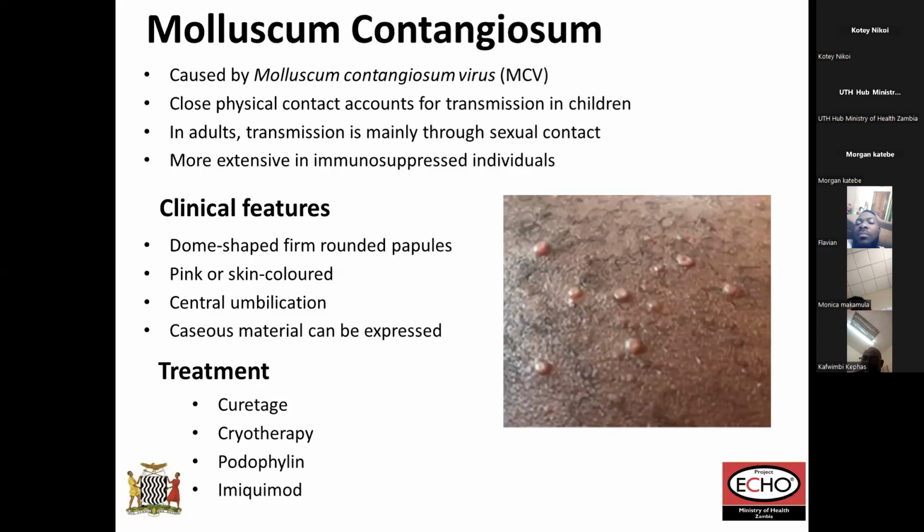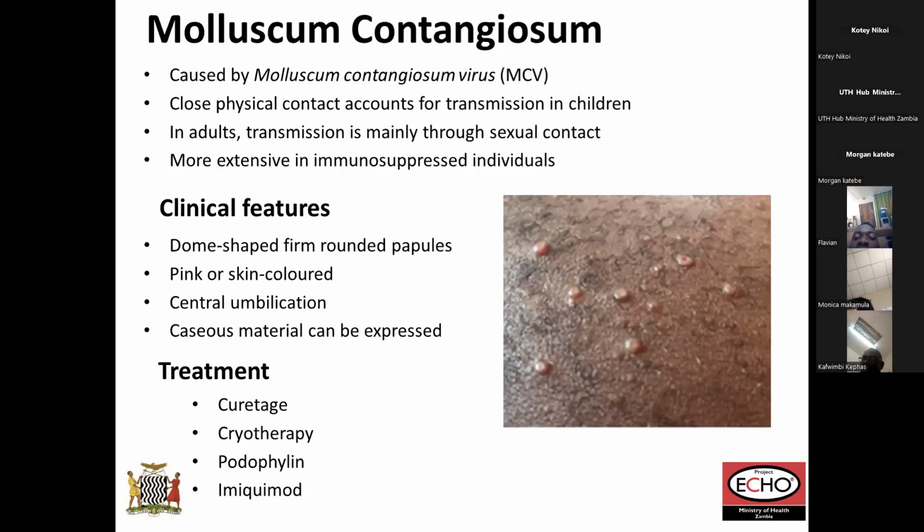Molluscum contagiosum can also cause growths in the genital area. It is caused by the molluscum contagiosum virus. It can also be found in children, but it's usually through close physical contact, so they'll have it on the face and other parts of the body just from contact. But if it occurs in adults, the transmission is mainly through sexual contact. And it may be more extensive in immunosuppressed individuals.